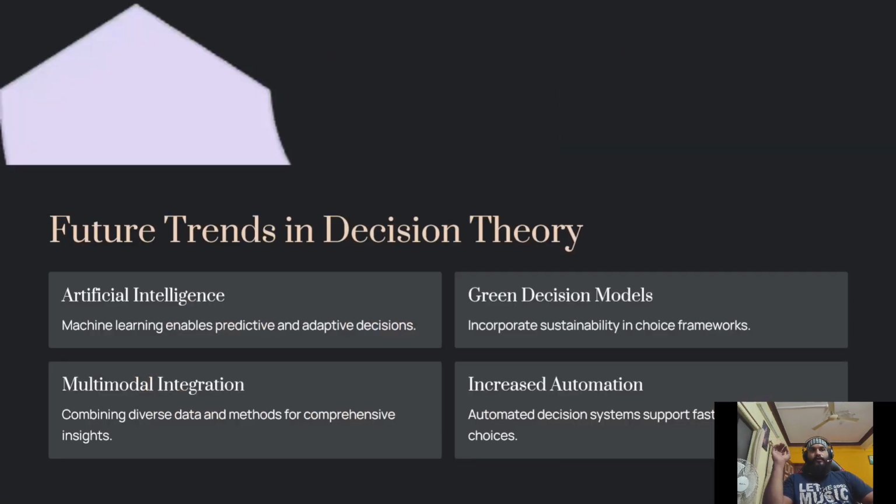So the future trends of decision theory are artificial intelligence. We can implement artificial intelligence in our data to adapt to the ever-changing market, helping us to make a sound and efficient decision. Green decision models also help to make sustainable choices for the environment, for the organization. Multimodal integration is combining diverse data or diverse methods and making a new model out of it. And increasing automation helps us to make faster decisions and support people faster, and have consistent quality of work.